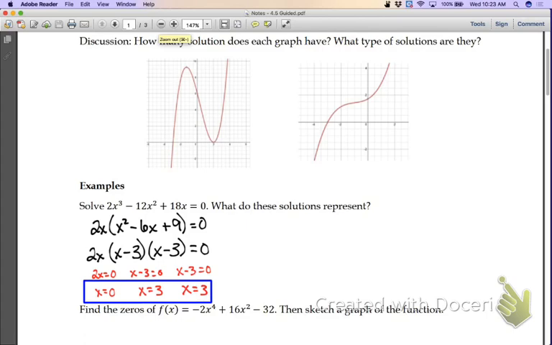So as far as what it does, when does it cross the x-axis? It crosses the x-axis at x equal to 0. What does it do at x equal to 3? Changes directions, right? So it changes directions.